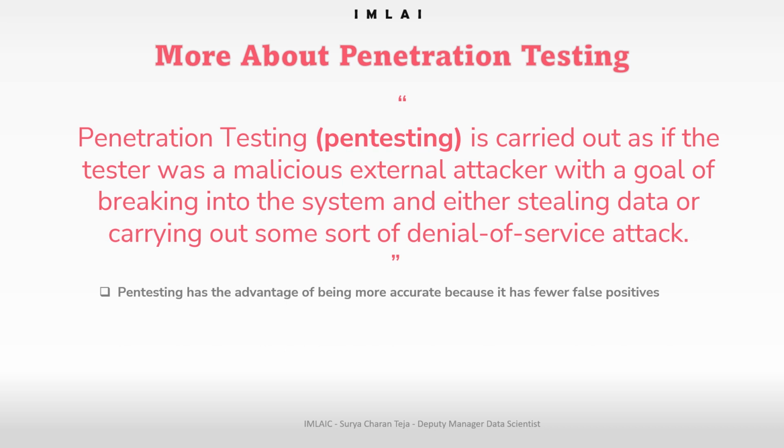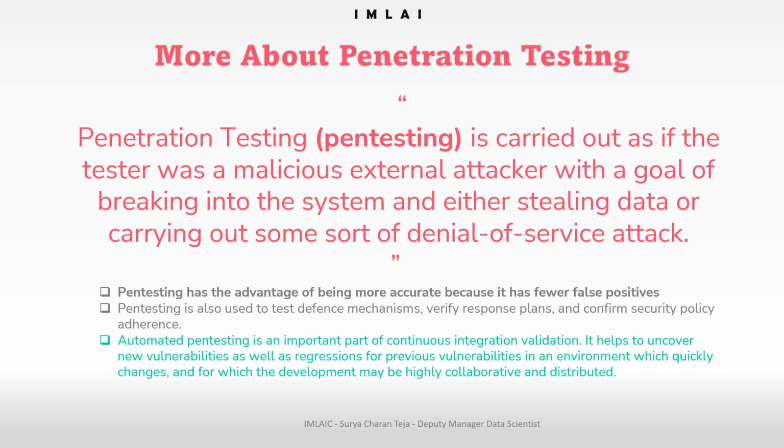Pen testing is also used to test defense mechanisms, verify response plans, and confirm security policy adherence. Automated pen testing is an important part of continuous integration validation. It helps to uncover new vulnerabilities as well as regressions for previous vulnerabilities in an environment which quickly changes and for which the development may be highly collaborative and distributed.